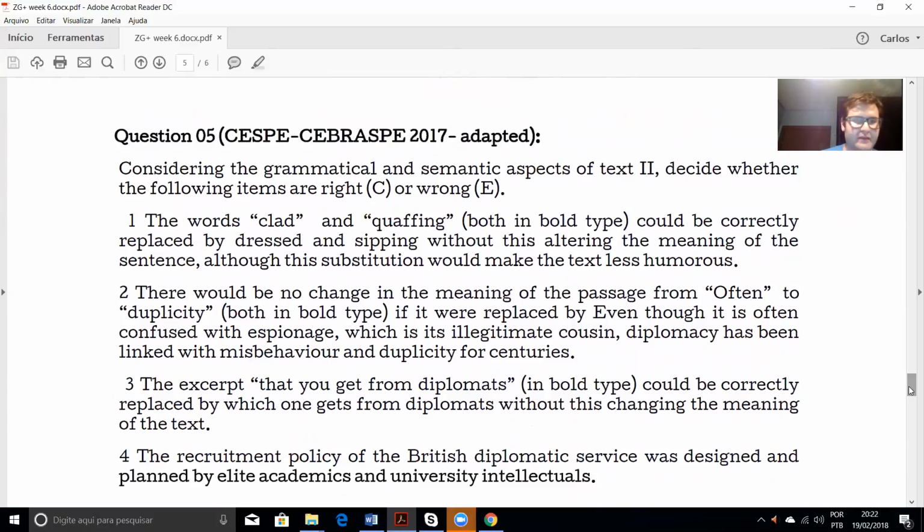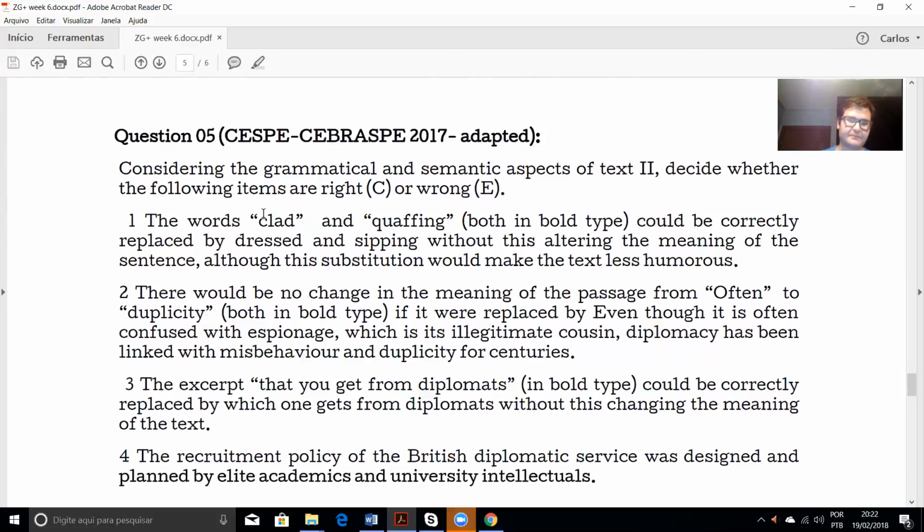And last but not least, question number 5. The words clad and quaffing, both in bold, could be correctly replaced by dressed and sipping without this altering the meaning of the sentence, although this substitution would make the text less humorous. And this is incorrect. The word clad is correct. You can say he's clad in a specific kind of clothes. He's dressed in a specific kind of clothes. They are synonymous, but quaffing, no.